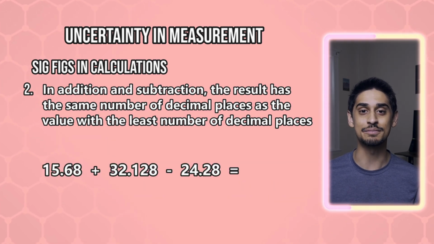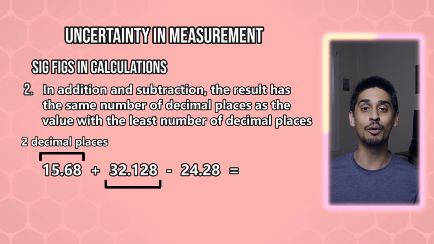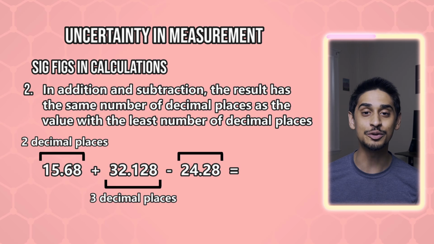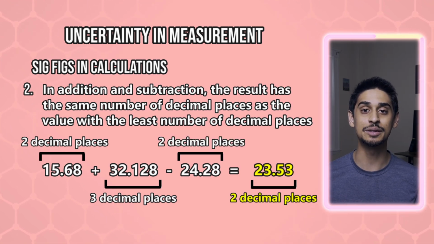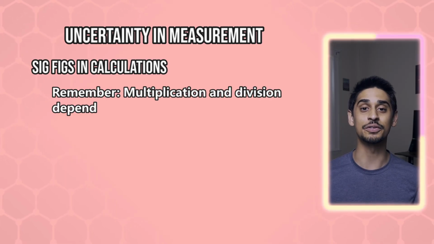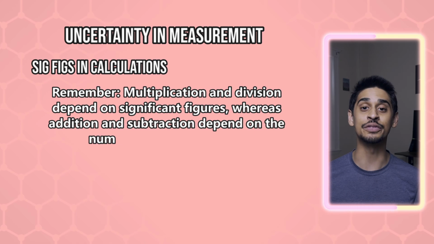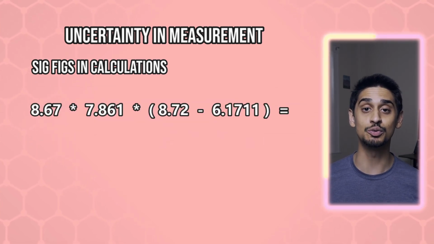On to the next example. 15.68 has 2 decimal places. 32.128 has 3 decimal places, and 24.28 has 2 decimal places. Therefore, the final answer is 23.53. So remember, multiplication and division depend on the number of significant figures, whereas addition and subtraction depend on the number of decimal places. Let's do a couple of examples merging the 2 rules together.